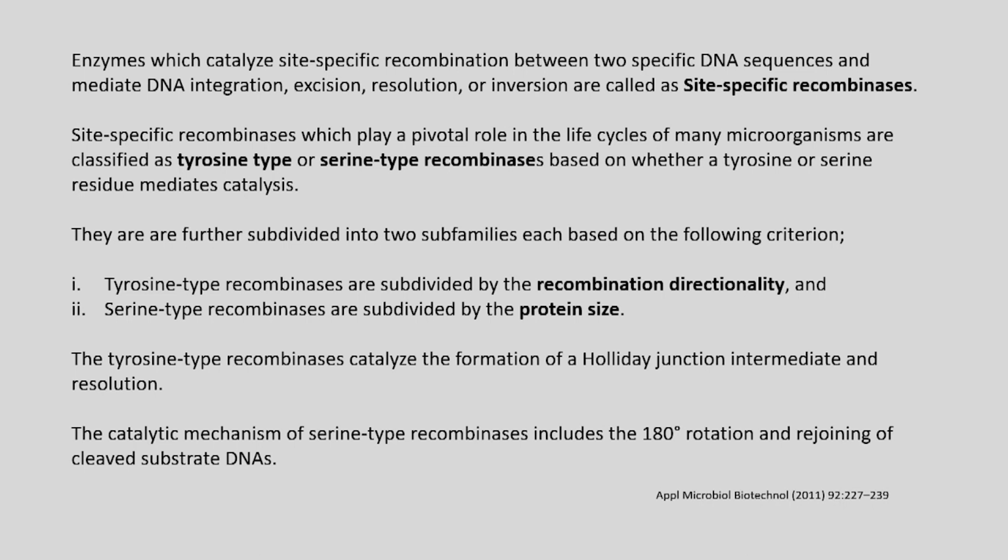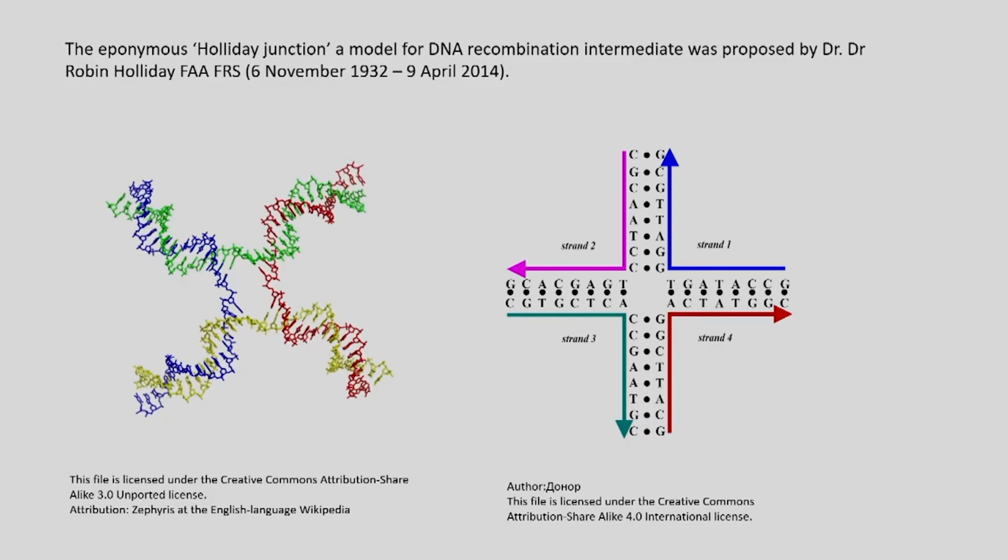The tyrosine type recombinases are subdivided by the direction of the recombination, or recombination directionality, while the serine type recombinases are subdivided by the size of the protein. The tyrosine type recombinases catalyze the formation of a Holliday junction intermediate and its resolution. The catalytic mechanism of serine type recombinases includes the 180-degree rotation and rejoining of cleaved substrate DNA.